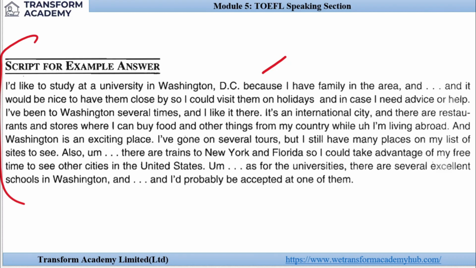It's an international city and there are restaurants and stores where I can buy food and other things from my country while I'm living abroad. And Washington is an exciting place. I've gone on several tours, but I still have many places on my list of sites to see. Also, there are trains to New York and Florida, so I could take advantage of my free time to see other cities in the United States. As for the universities, there are several excellent schools in Washington, and I'd probably be accepted at one of them.